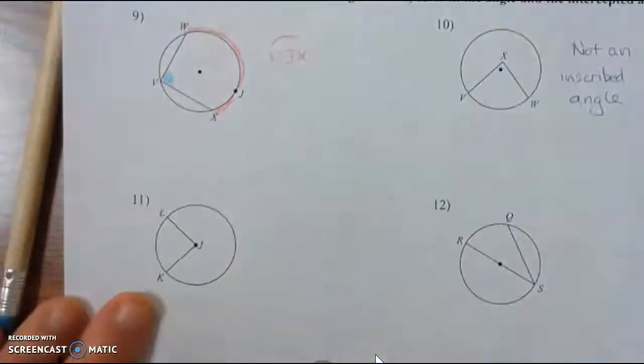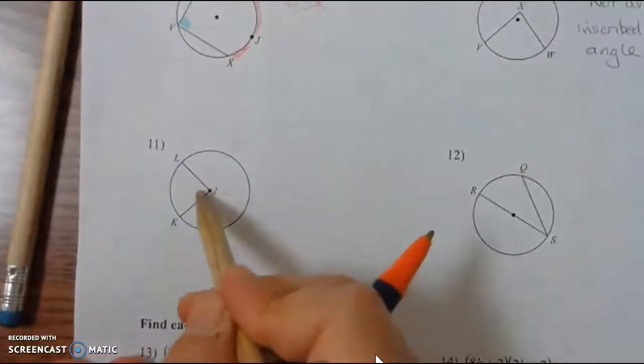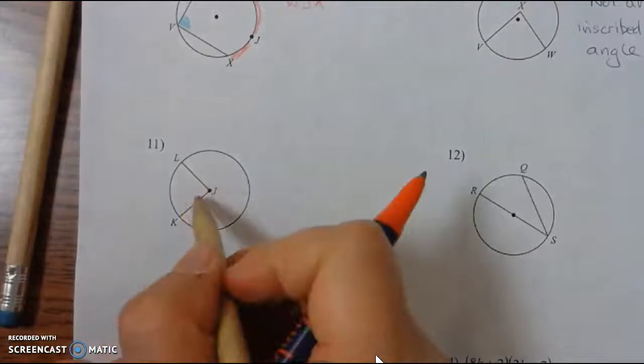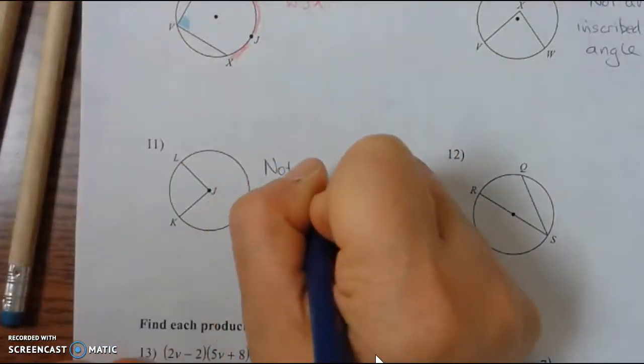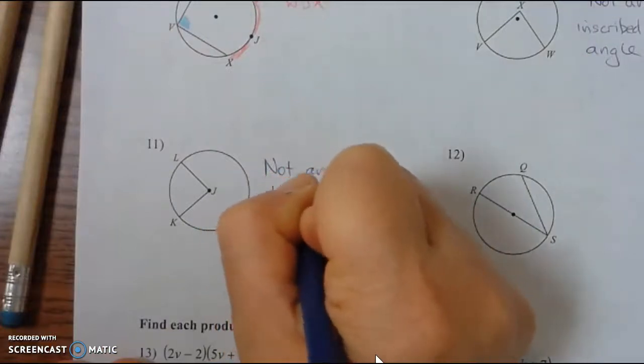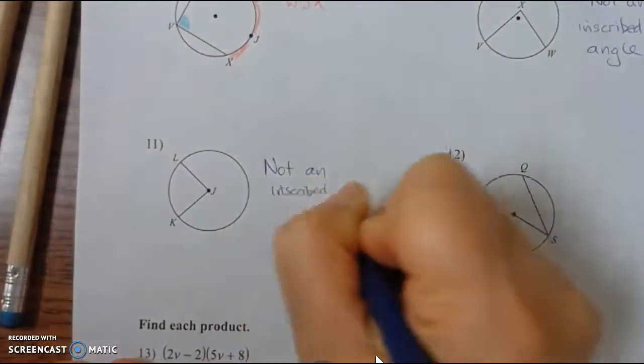Okay, what about this? 11. Again, the point is at the center. This angle is not an inscribed angle. So it's not an inscribed angle.